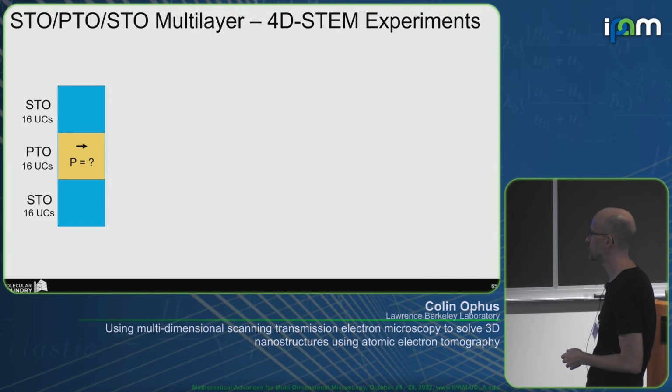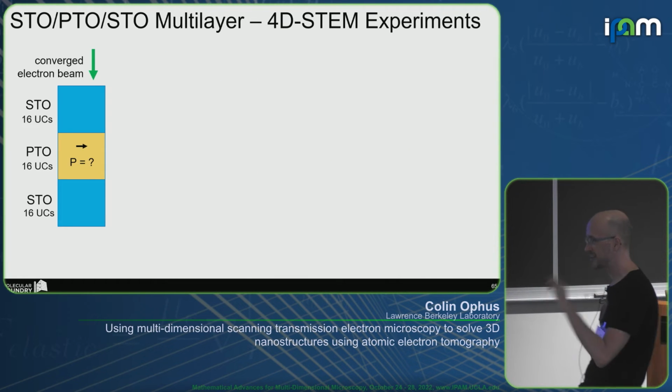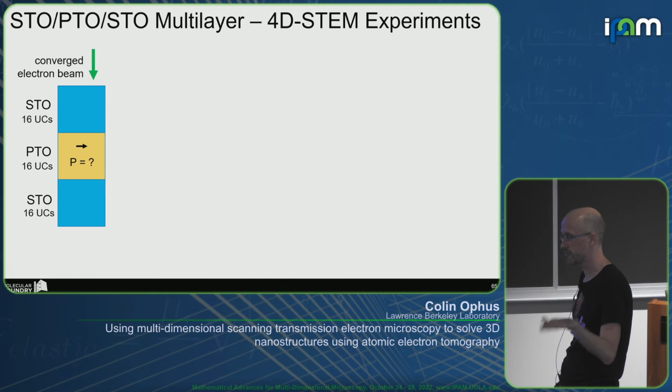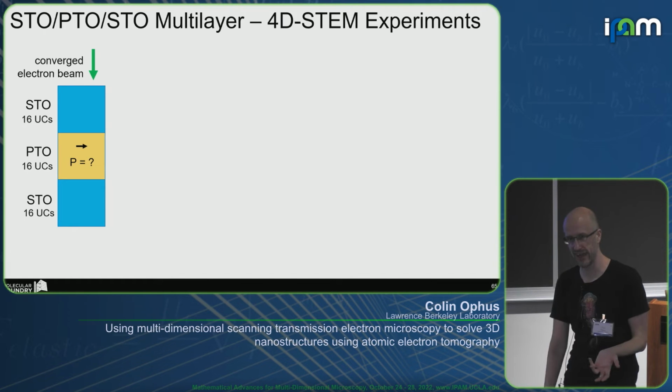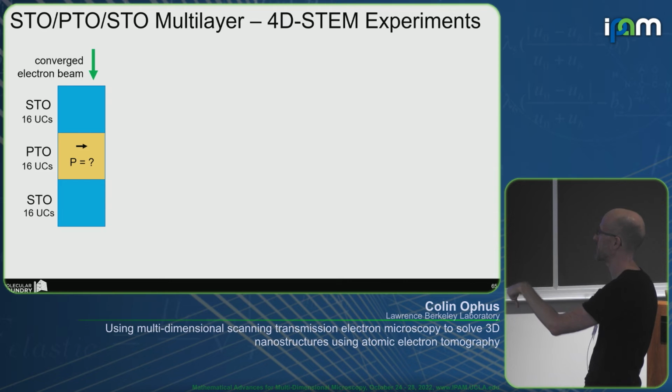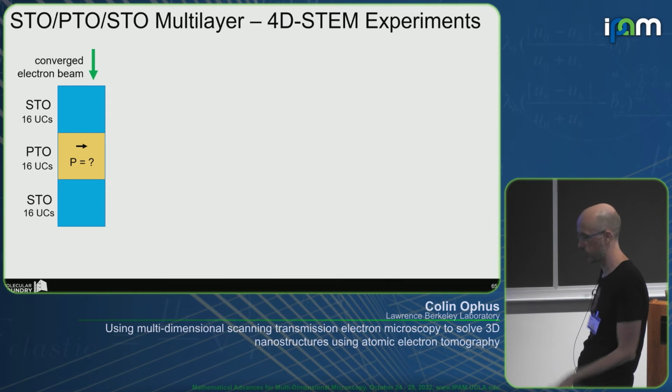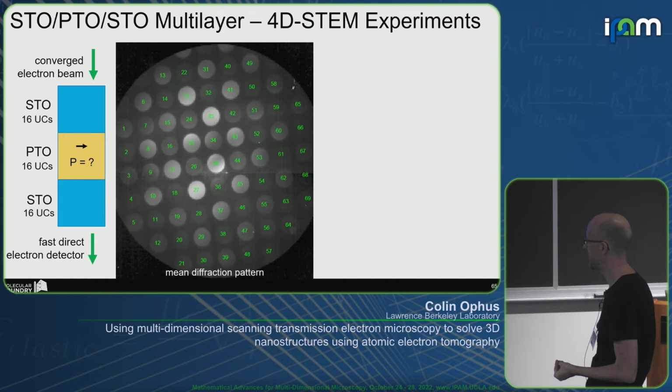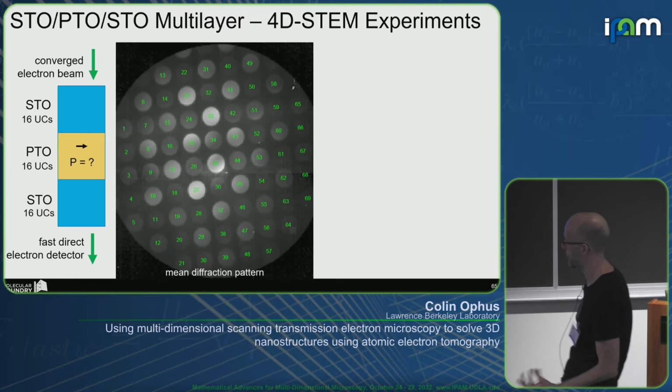So if you were to do the experiment on the thinnest possible vortex structure, we've sort of float zoned this sample off of the substrate. It's 16 unit cells of STO, 16 unit cells of PTO, 16 unit cells of STO. We're imaging it in the perpendicular direction because we want to see the vortex core polarization. And then this is what the mean diffraction pattern of the experiment looks like.